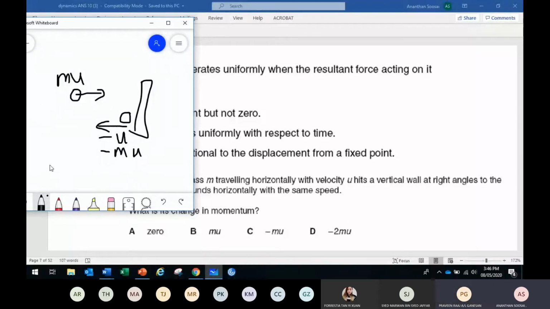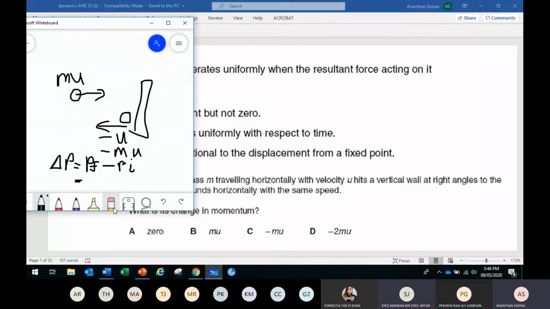Okay, so they want the change in momentum. The change in momentum is the final momentum minus the initial momentum. So the final momentum is negative mu. Any question? You can see the question.